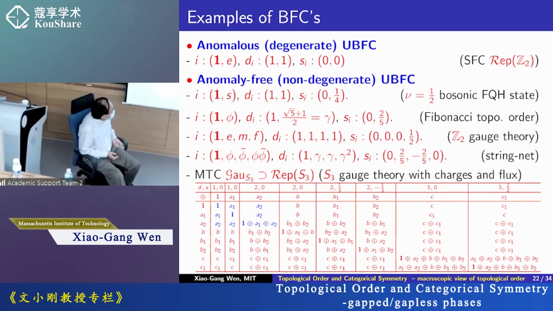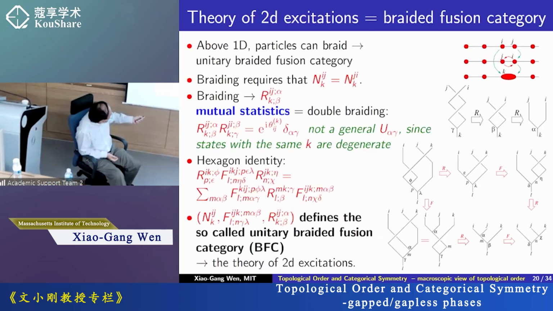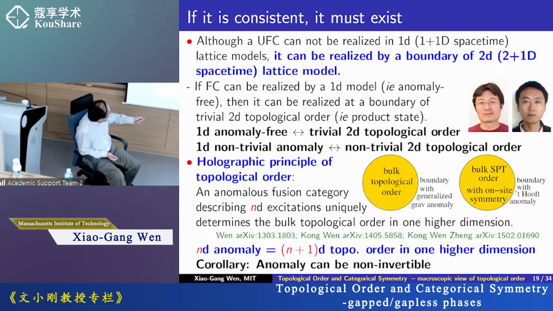Because we start to have a quantitative description of topological order, this quantitative description of topological order is actually a quantitative description of anomaly, and also a quantitative description of symmetry. So they all come together.